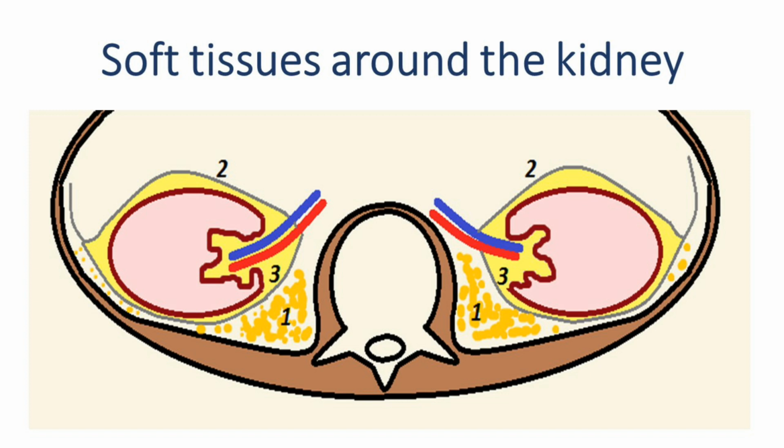This slide shows the soft tissue arrangement around the kidney. On either side, number 1 stands for pararenal fat. Number 2 represents Gerota's fascia, which is the fibrous capsule which completely covers the kidney and fuses medially with the vascular adventitia. And number 3 stands for perirenal fat, which is outside the renal capsule.